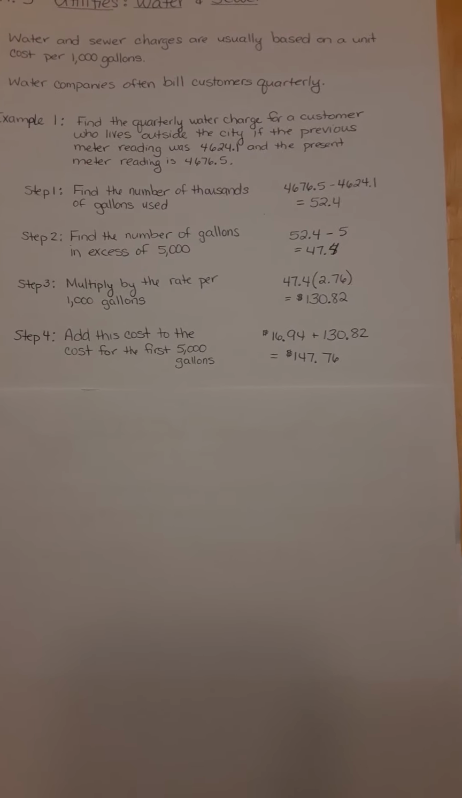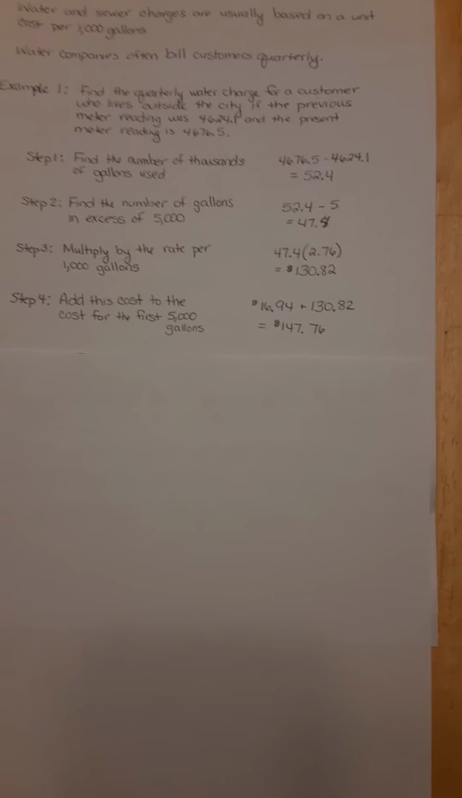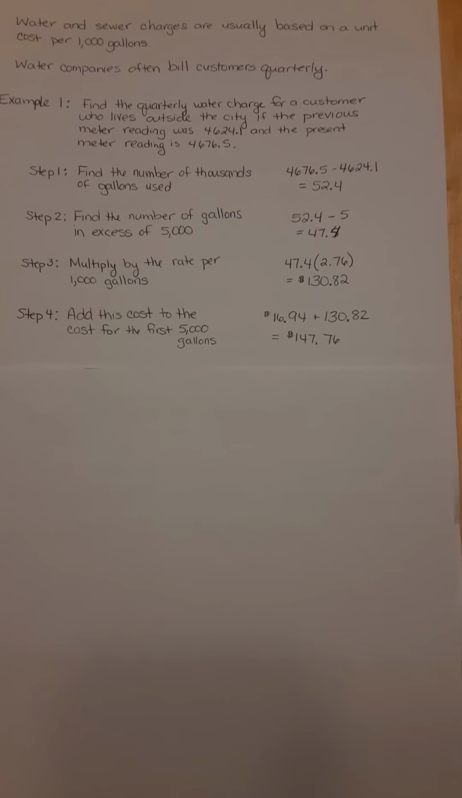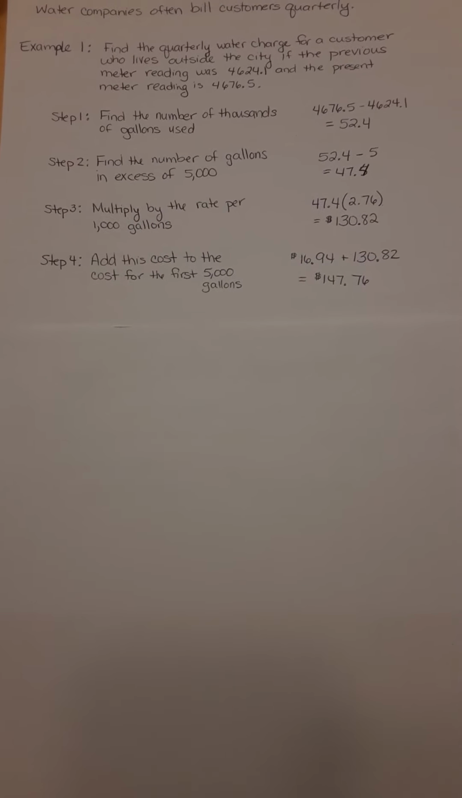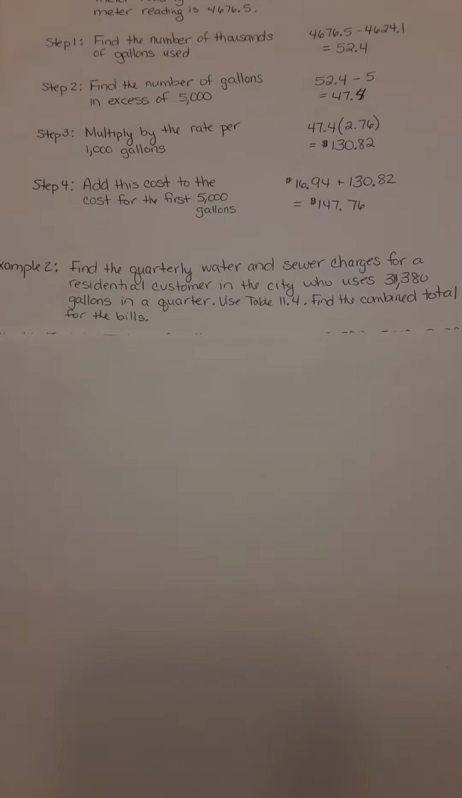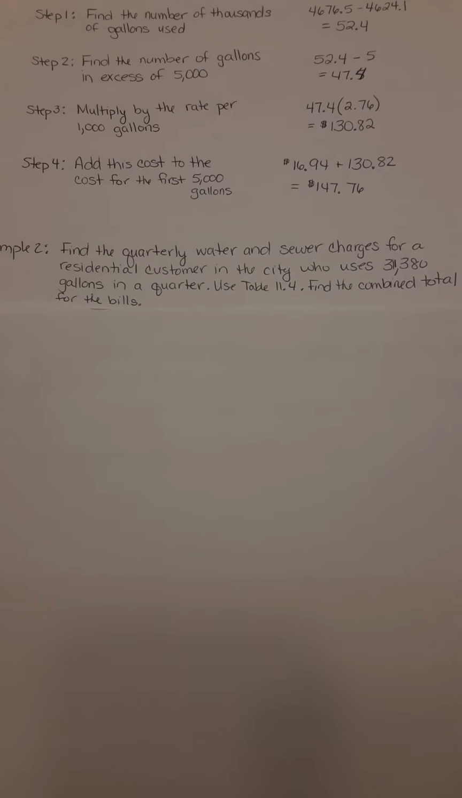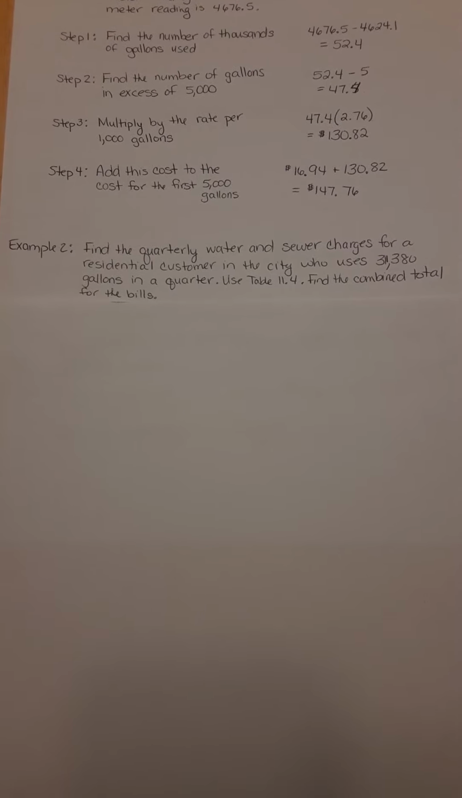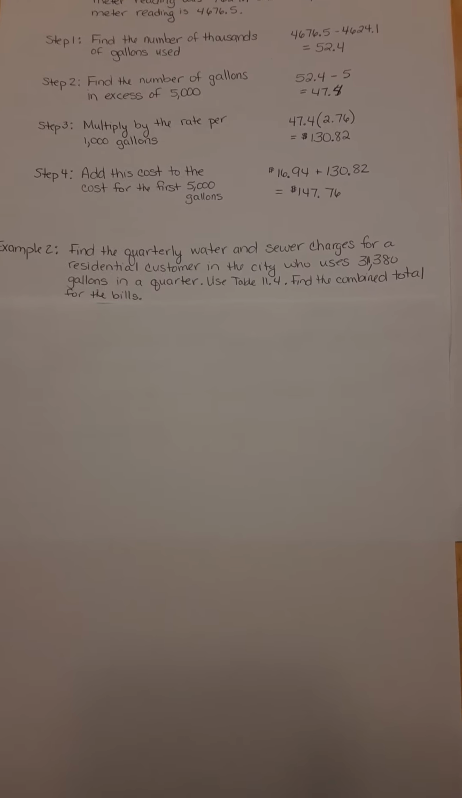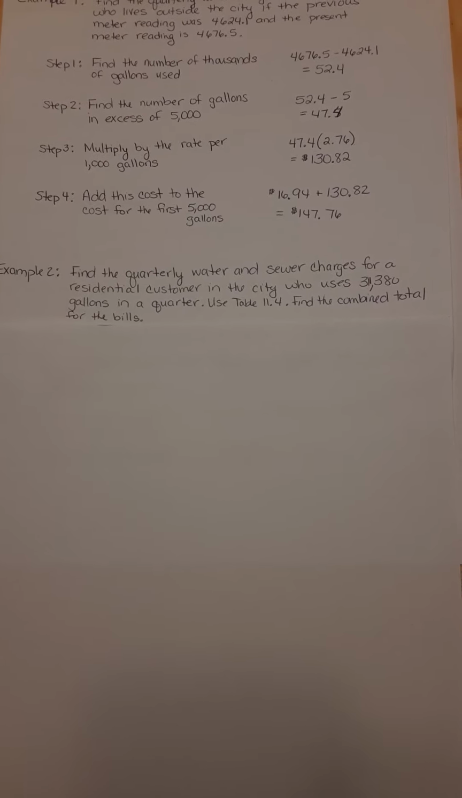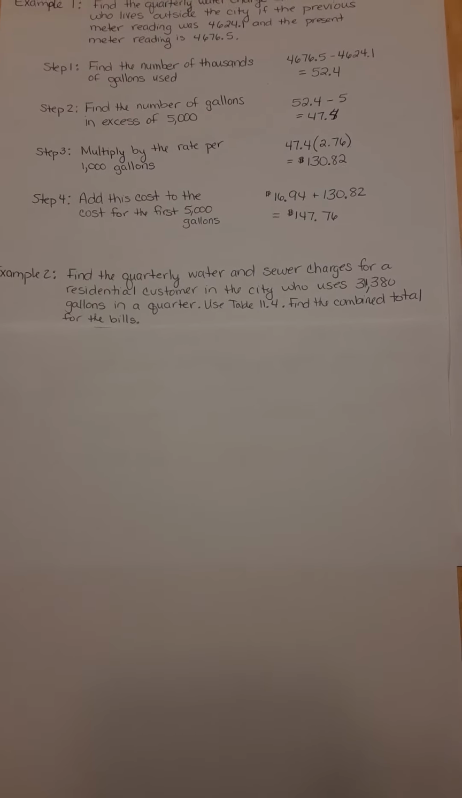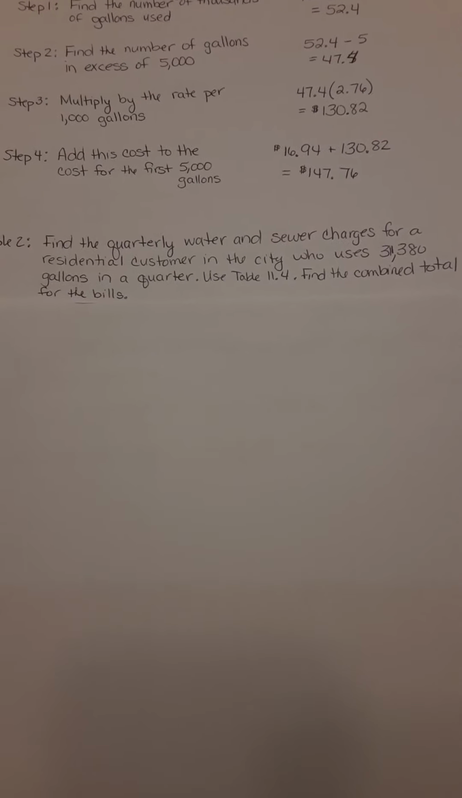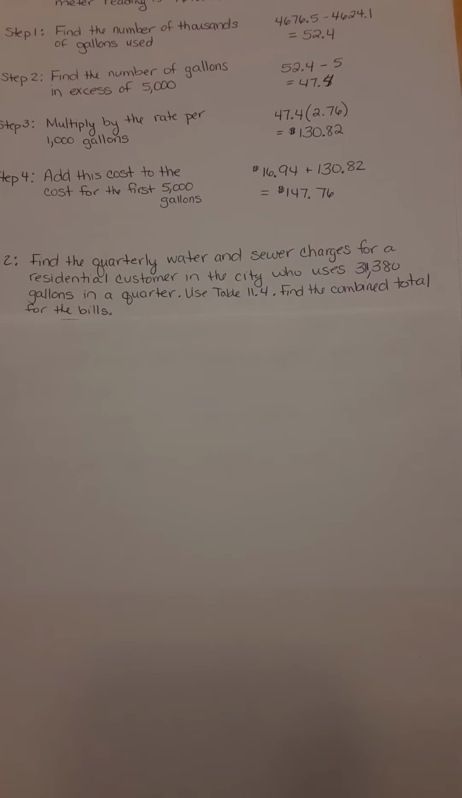We just basically have one more problem that we're going to work with, and that's with throwing in the sewer cost here. Okay, so we're going to go on to our second example, and it says that we want to find the quarterly water and sewer charges for a residential customer now in the city who uses 31,380 gallons in a quarter. Use table 11.4 to find the combined total for the bills.